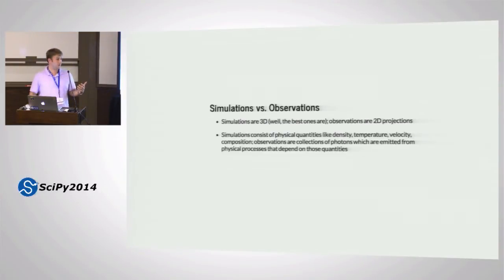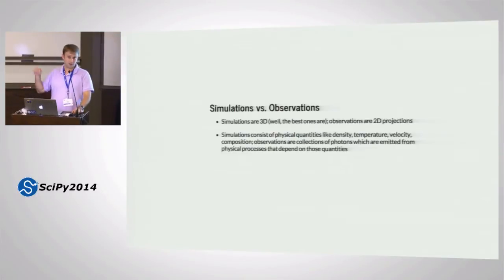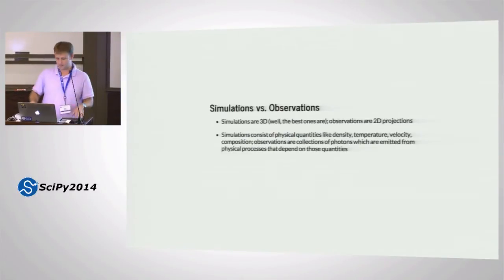Simulations, like hydrodynamical simulations or N-body simulations, consist of physical quantities like density, temperature, velocity, composition, metallicity. But observations are collections of photons which are emitted from physical processes that are fundamentally dependent on these quantities, right? So there's a couple of jumps, in that you have to model the system properly, and then you have to model the emission properly to actually get you to the observation.